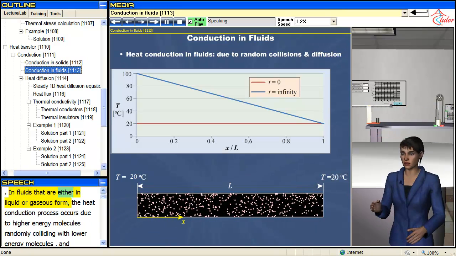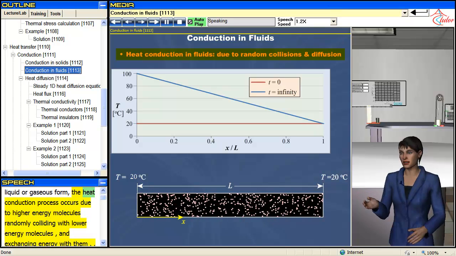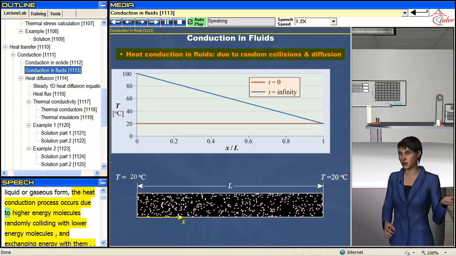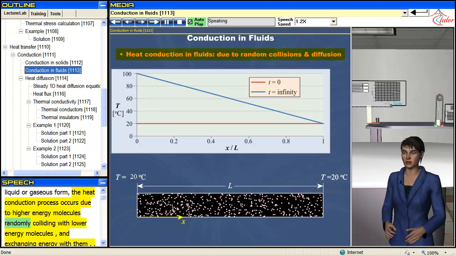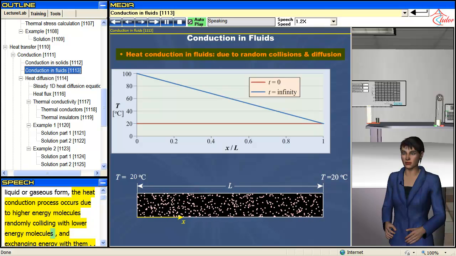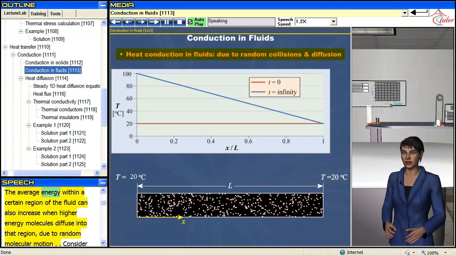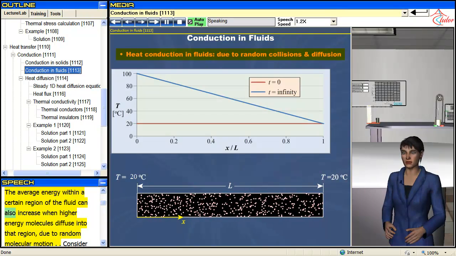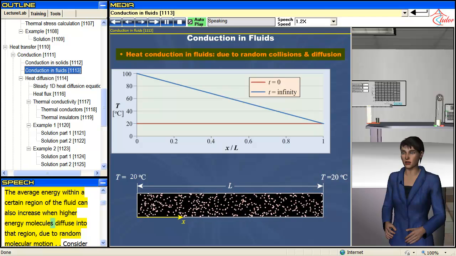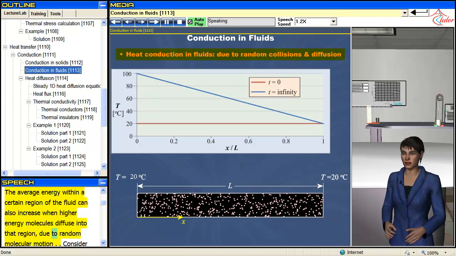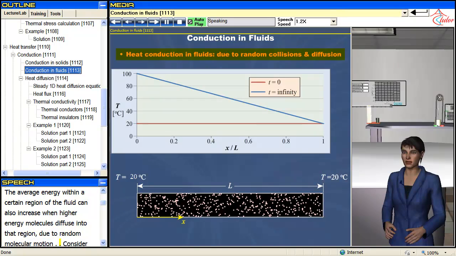In fluids that are either in liquid or gaseous form, the heat conduction process occurs due to higher energy molecules randomly colliding with lower energy molecules, and exchanging energy with them. The average energy within a certain region of the fluid can also increase when higher energy molecules diffuse into that region, due to random molecular motion.